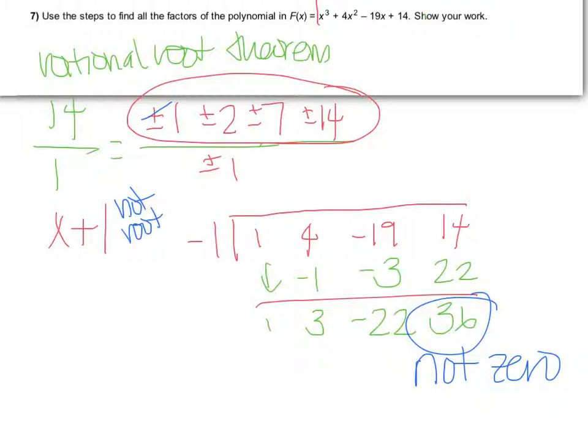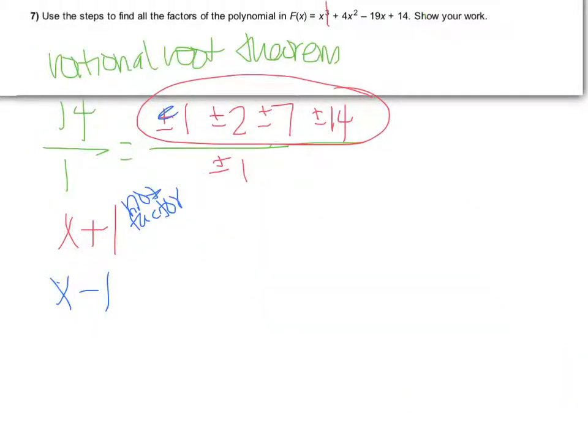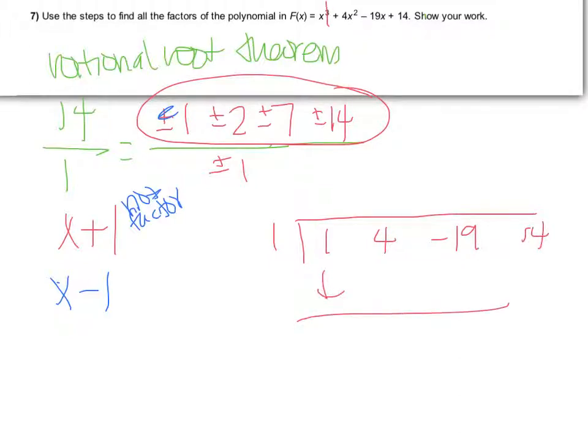Well, then I'm going to try the next option of x minus 1. So I'm starting over using synthetic division again, except this time I'm trying it with x minus 1, so I'm going to put a +1 in front. Underneath the radical, I still have 1, 4, -19, and 14. So I'm going to bring down my 1. 1 times 1 is 1. 4 plus 1 is 5. 1 times 5 is 5. -19 plus 5 is -14. 1 times -14 is -14. And I get 0. So what I've now learned is that x minus 1 is a factor.